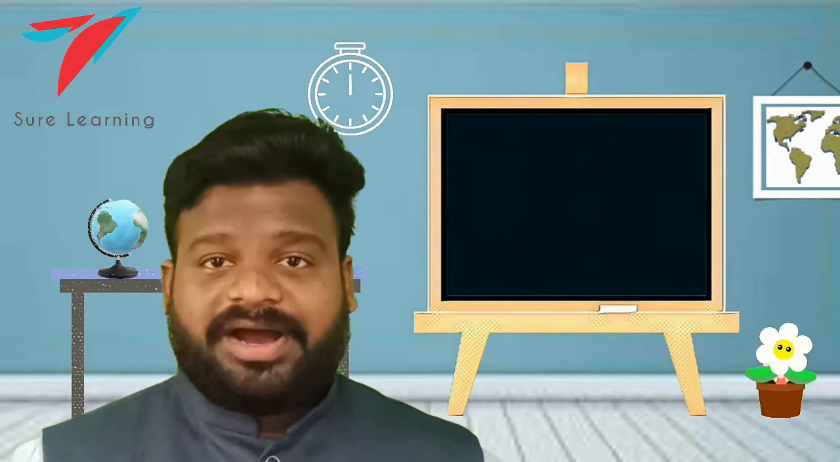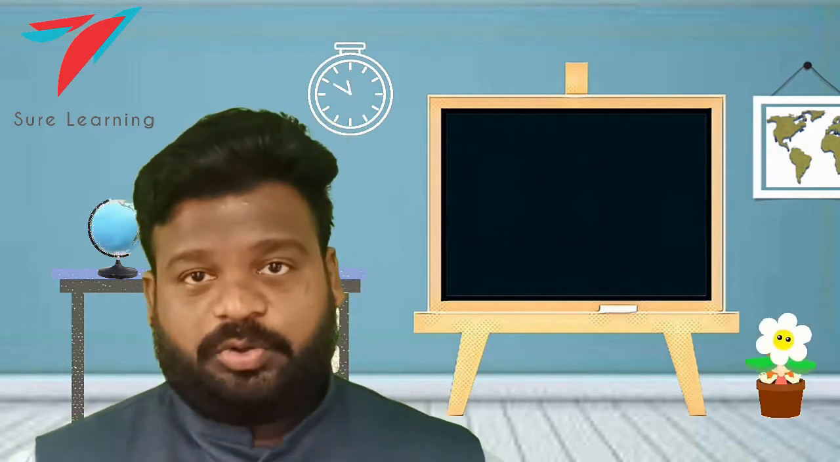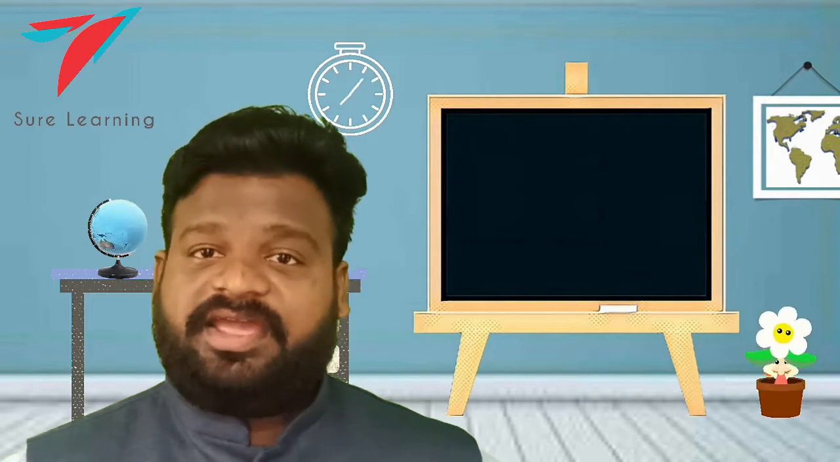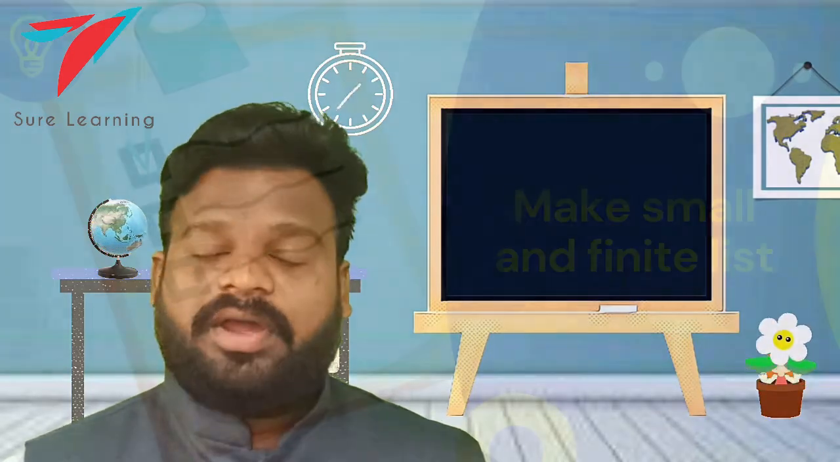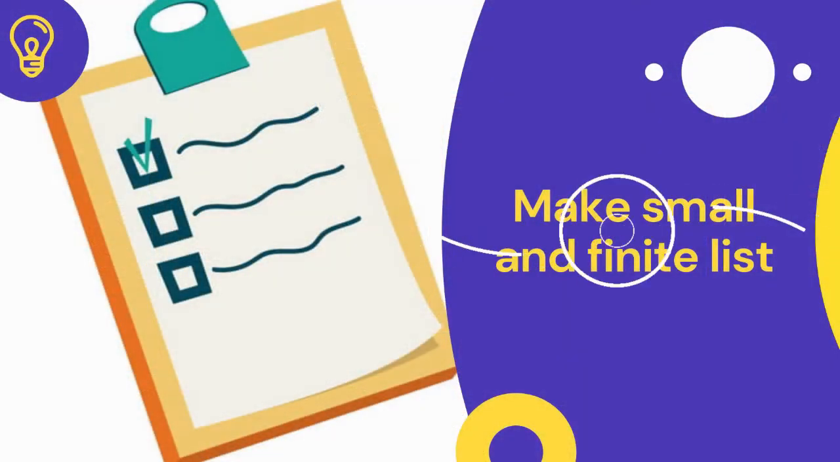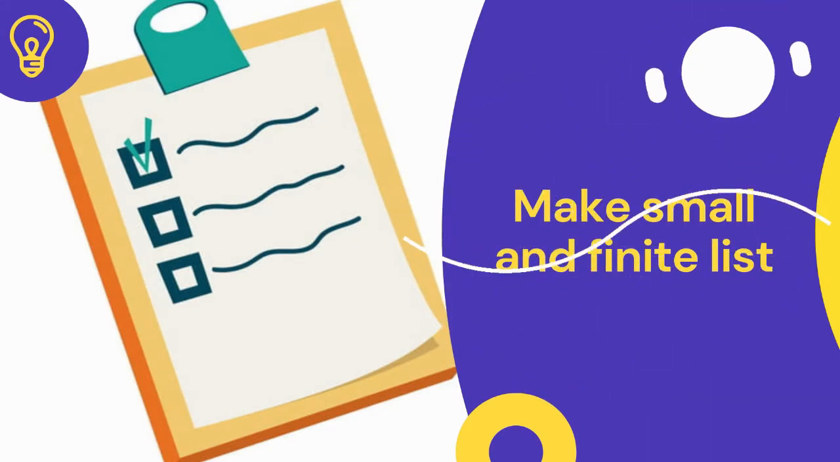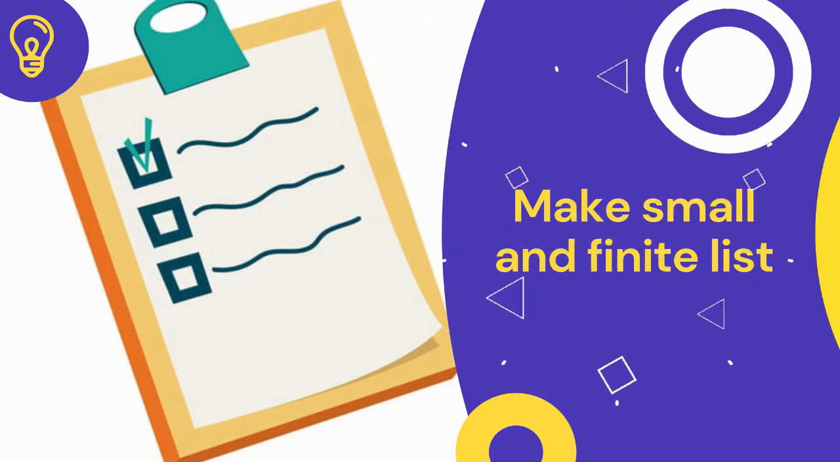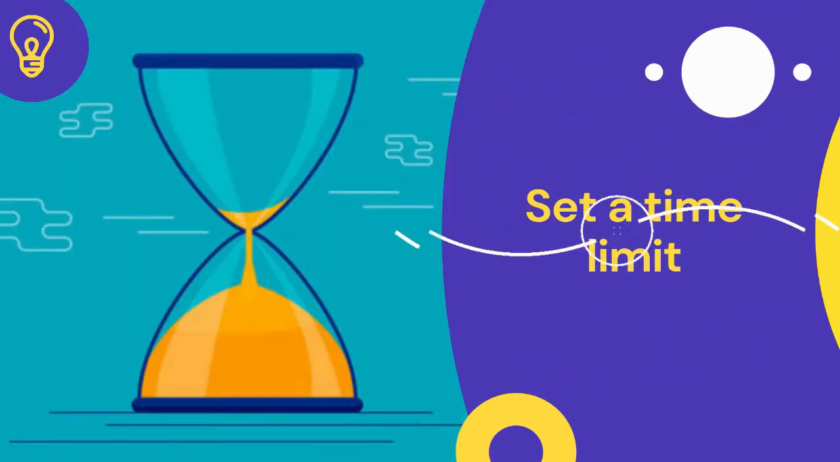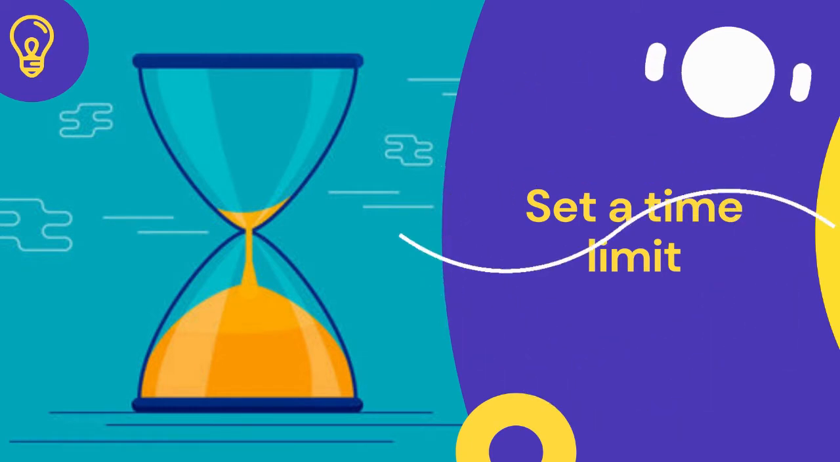Use the on your mark strategy to show them how to prepare before class begins, and expect them to do so every day. Be explicit about what students need to have to start class. Make it a small and finite list: paper out, desk clear, pencil sharp and ready, homework. Set a time limit. Be specific about when students need to have everything ready.